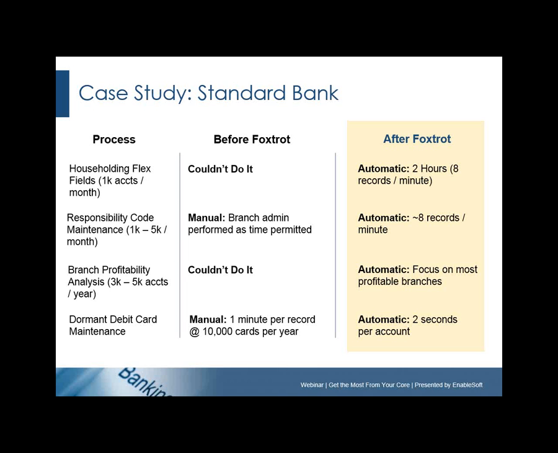We have on average about 10,000 cards per year that are purged. And with Foxtrot, I've been able to get this process done very quickly. I have it down to where I can change statuses on a debit card in about 2 seconds per account. So, you know, we're getting a lot of cards done in a very quick amount of time.